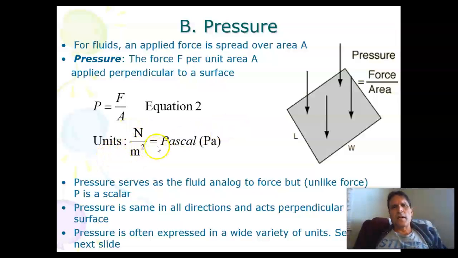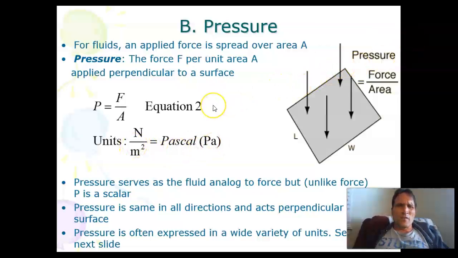And we give that a special name called the Pascal, named after Blaise Pascal. I think he was a chemist. And so pascals are the units, and we denote them in shorthand as Pa. So Pa is a Pascal, where 1 Pascal is the same as 1 Newton per meter squared.